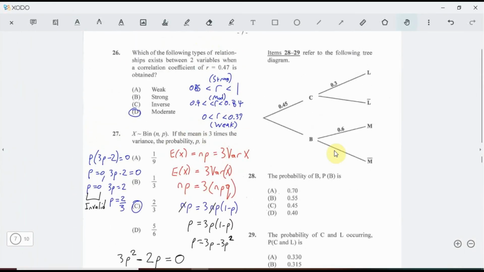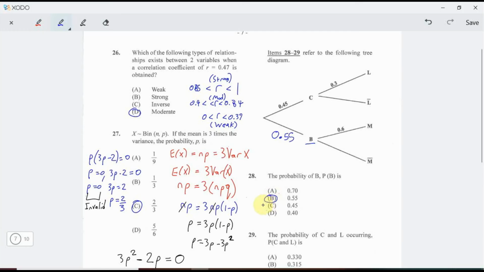Now question 28. Question 28 says the probability of B is... so we need to use the tree diagram. Where is B? Here is B. If this one is 0.45, when you add them, 0.45 and the number down here should be 1. So it has to be 0.55. It's option B. Now, let's just fill in the rest of the table. This should be 0.7. When you add them, you get 1. This should be 0.4. Now we can do the question.